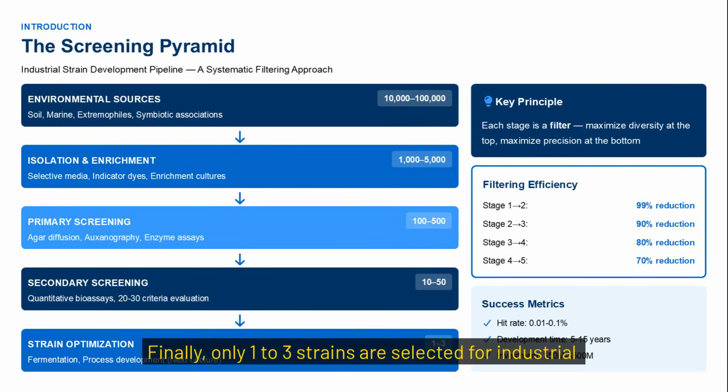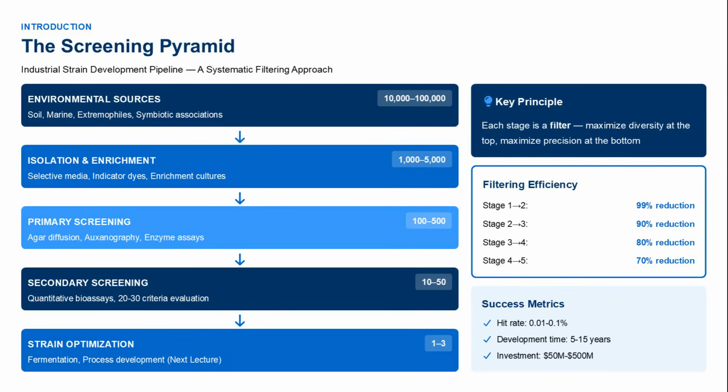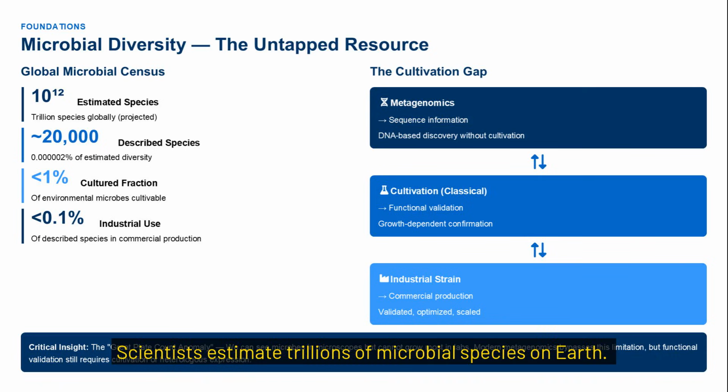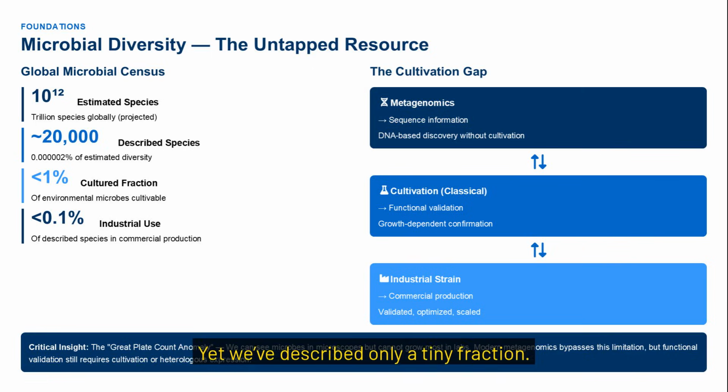Here's something fascinating. Scientists estimate trillions of microbial species on Earth. Yet we've described only a tiny fraction. Even fewer are used in industry. And here's the challenge. Most microbes we see under a microscope cannot be grown in the lab. This is called the cultivation gap. That's why we now combine classical culture methods with metagenomics.